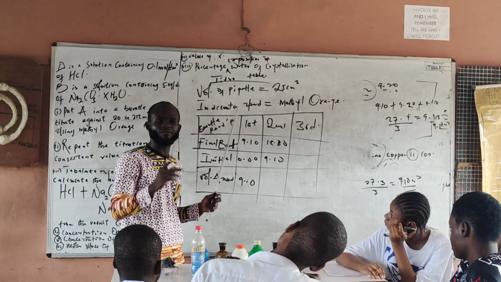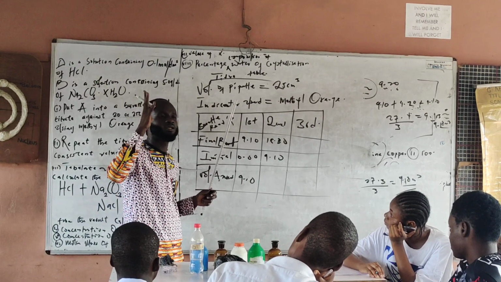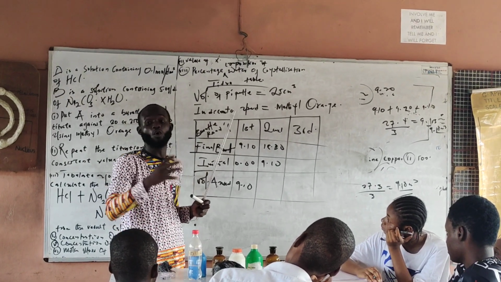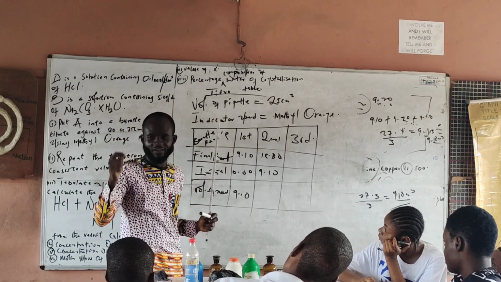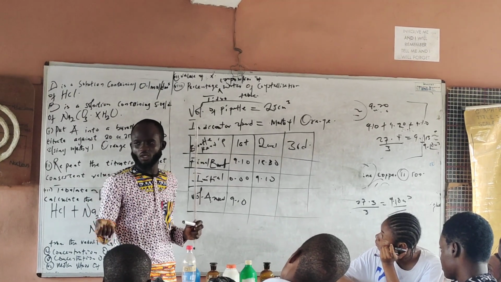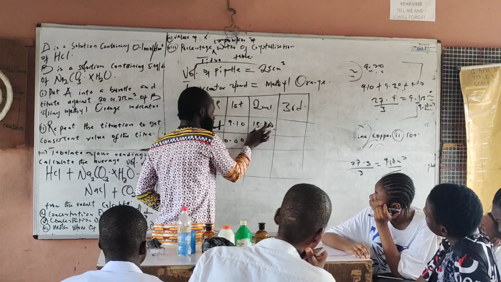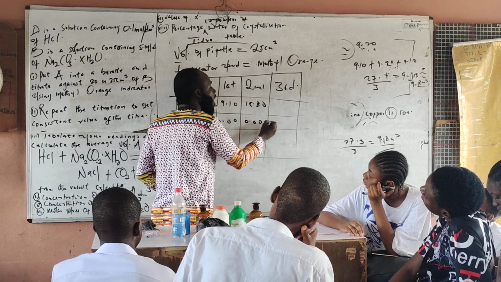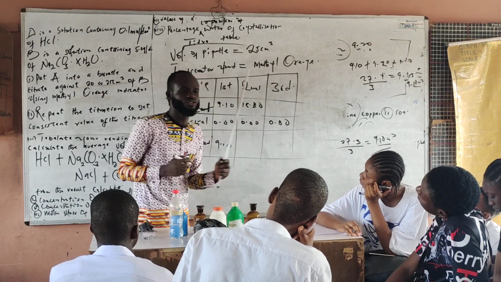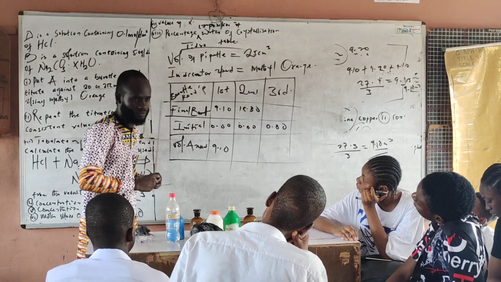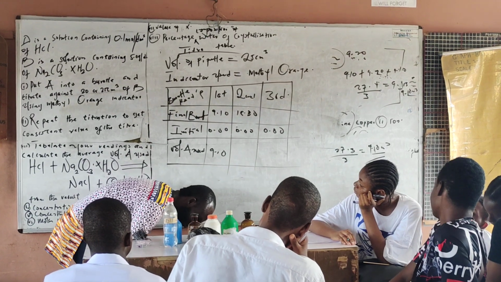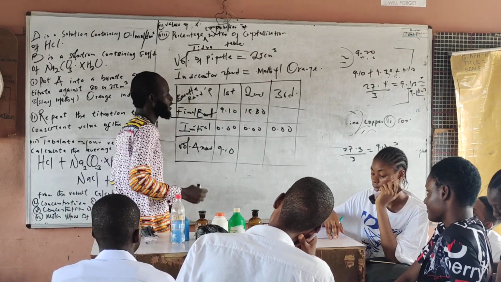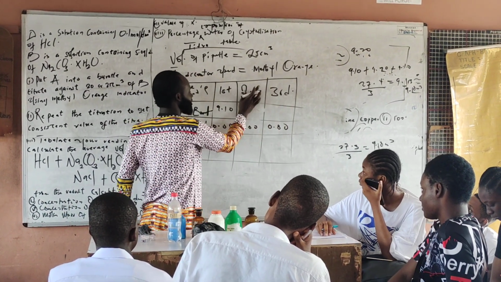But to avoid error, we are going to refill. Every titration you want, you refill. That means your initial direct reading is 0.00 all through. Okay? So we have it as this.